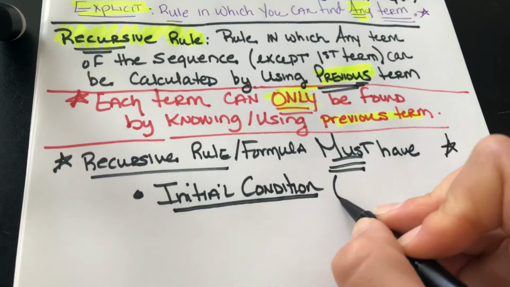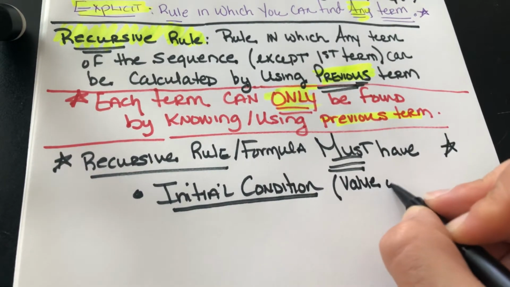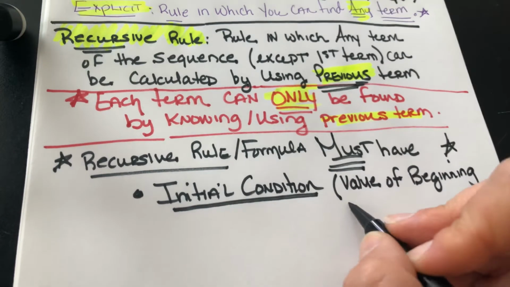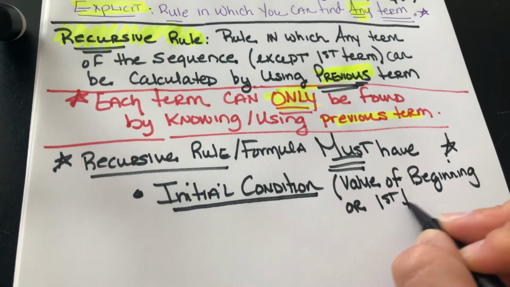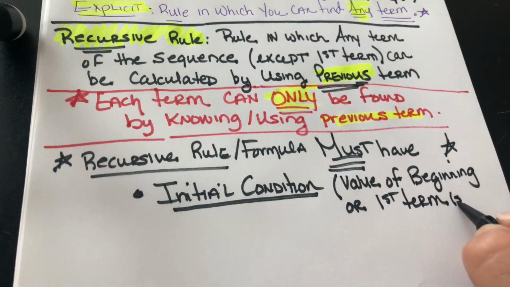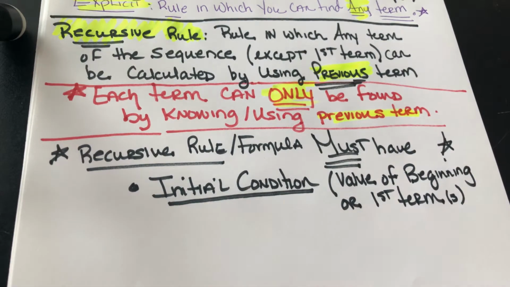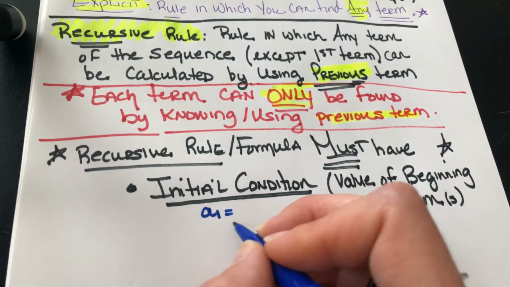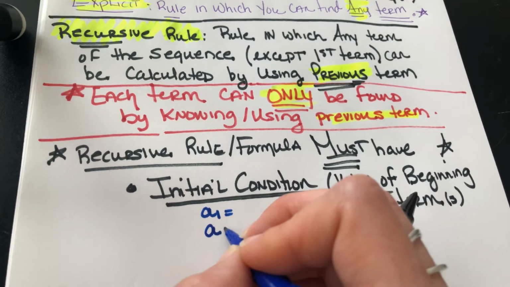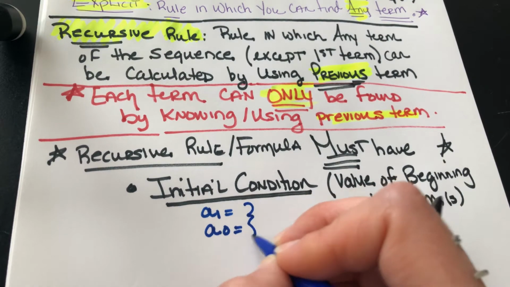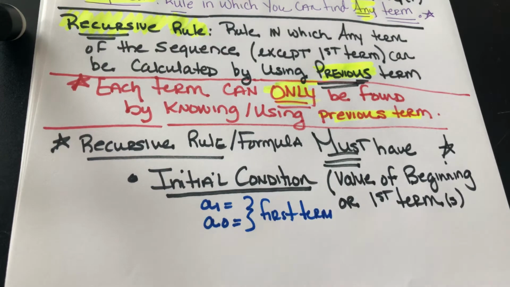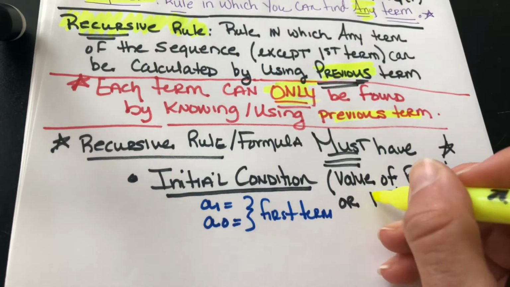What do I mean by that? It means we'll say the value of the beginning, or for us we could say the first term, or terms, and you're going to learn that. Meaning I must give you, let's say for example, a one's formula or term. Just understand I can also say a sub 0. That means the same thing. What this is just going to say is the first term. So please understand if I say a sub 0, it's the same thing as the first term. I have to give you, again, the first term.